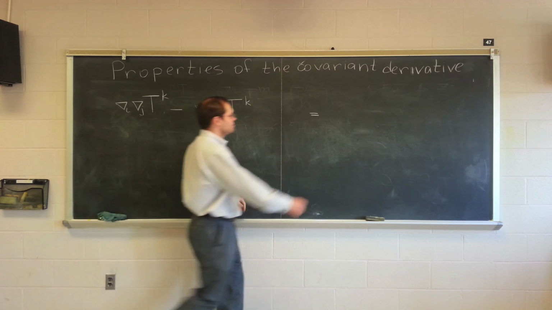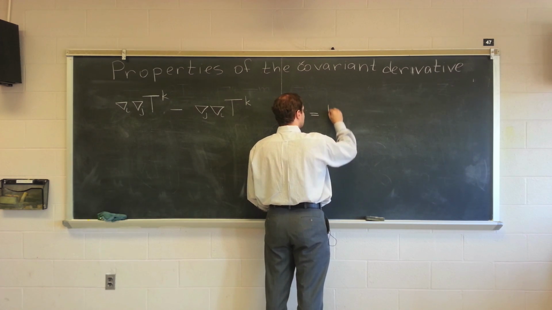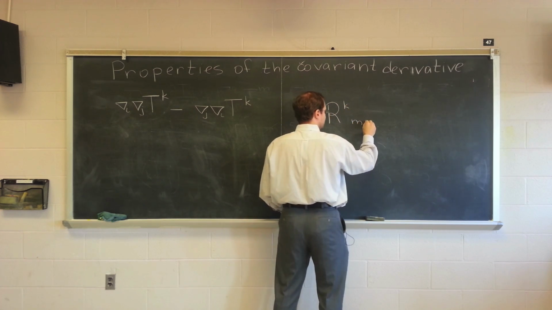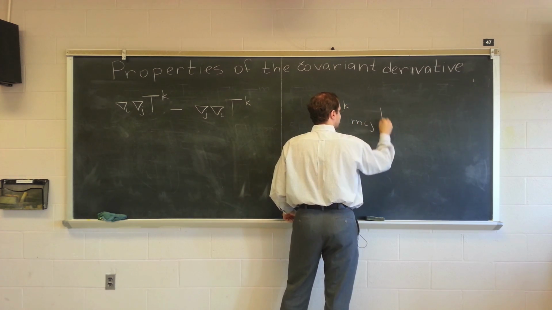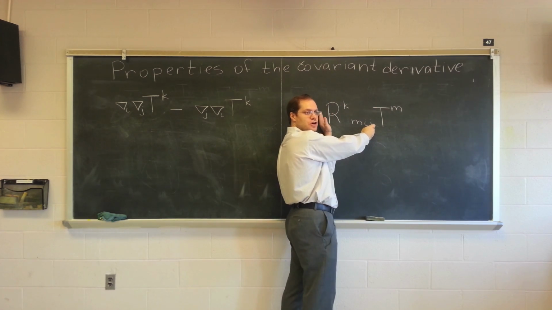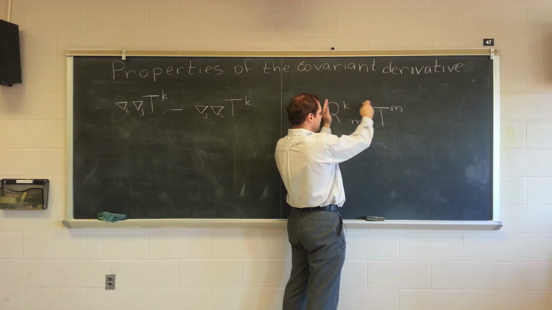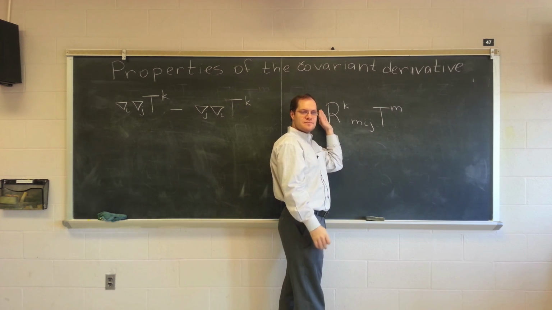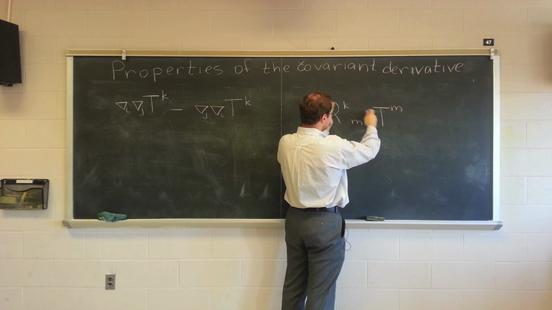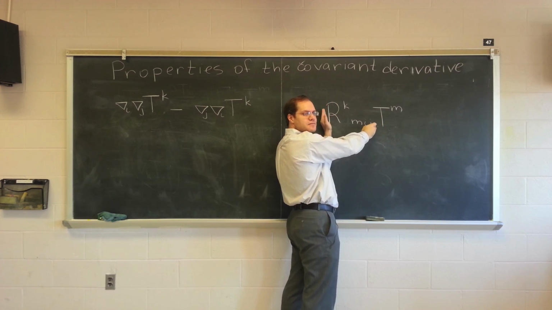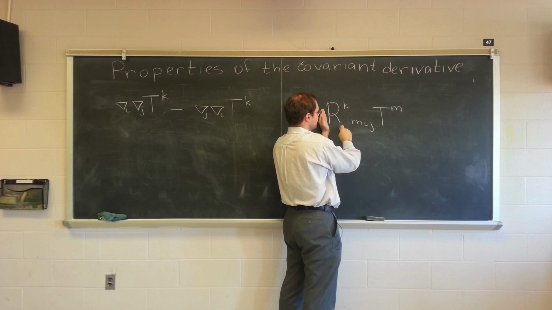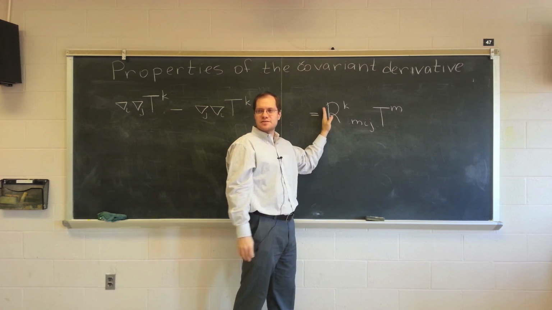And in the end, it'll be an expression like this: R^k_{mij} T^m. So that whole four terms, obviously they have four indices, and we'll unite them by a single letter. And this letter is called the Riemann-Christoffel tensor.